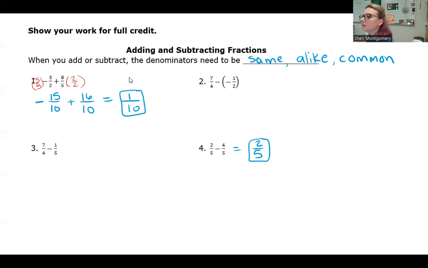No. Say that again. Is it 5 over 5? Yes, I'm sorry. Yes. I was multiplying that fraction to get a common denominator.